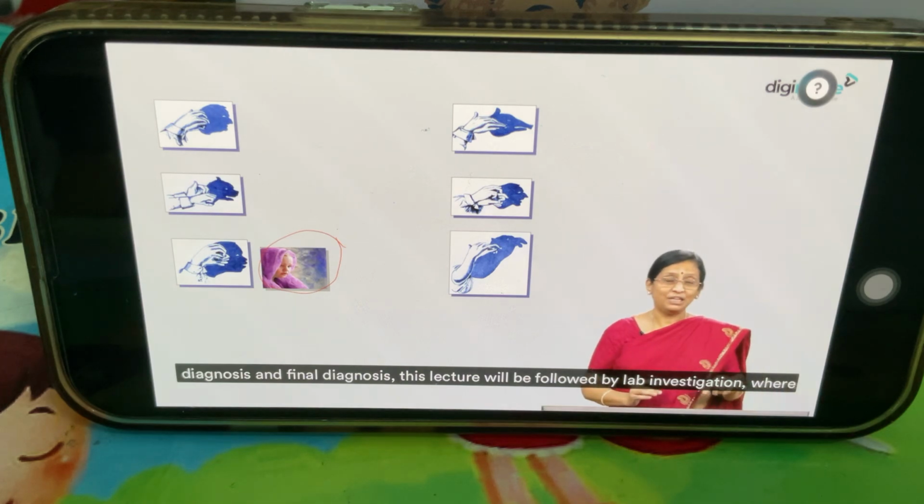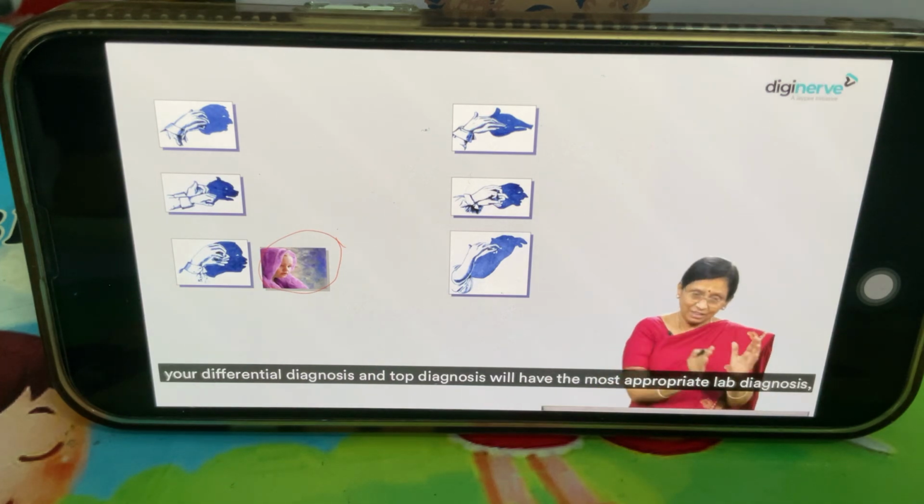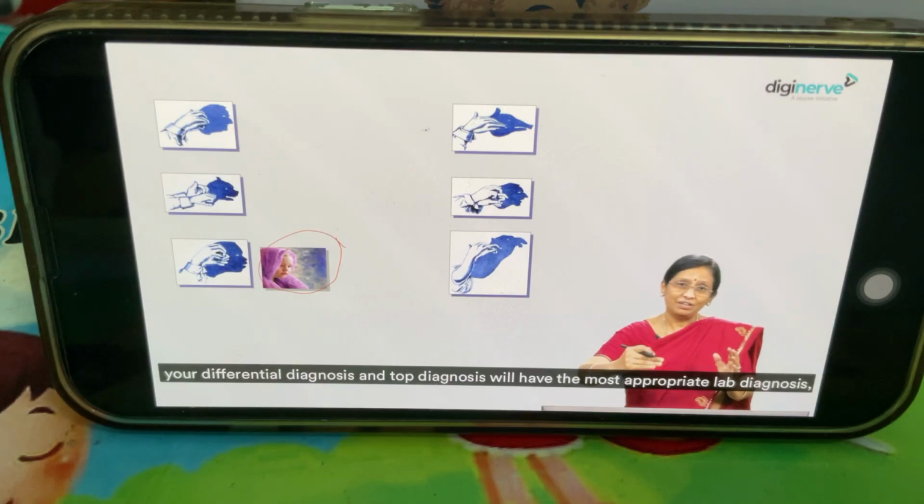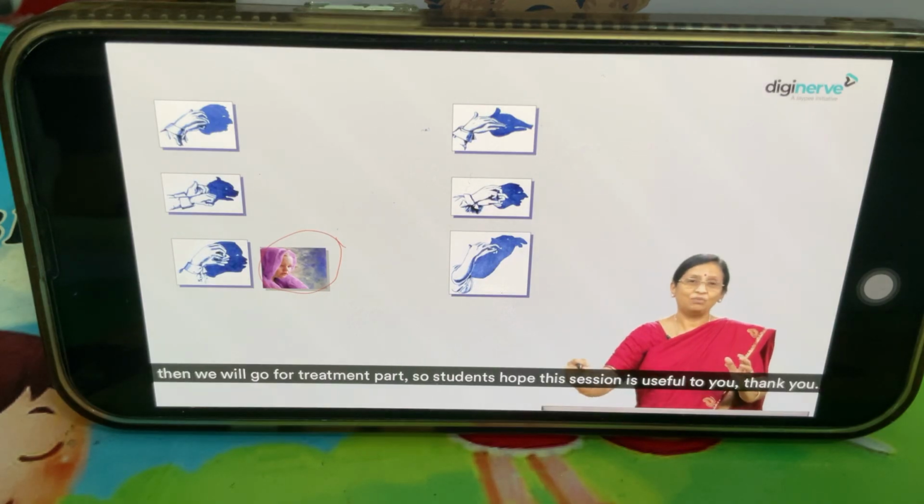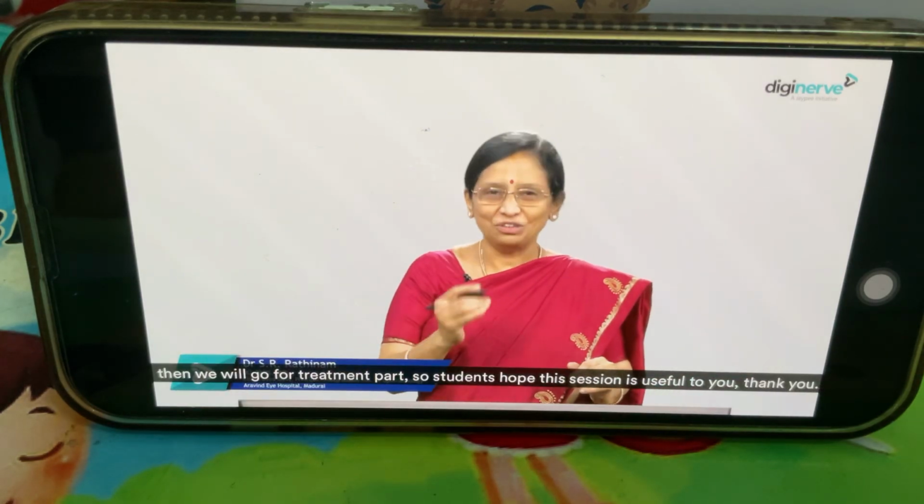This lecture will be followed by lab investigation, where your differential diagnosis and top diagnosis will get the most appropriate lab diagnosis. Then we will go for the treatment part. So students, I hope this session is useful to you. Thank you.